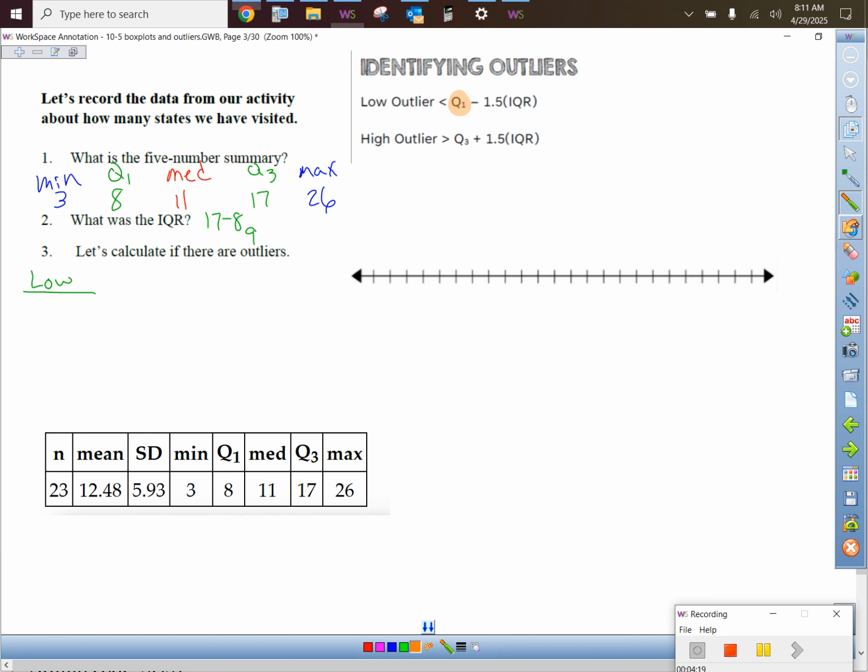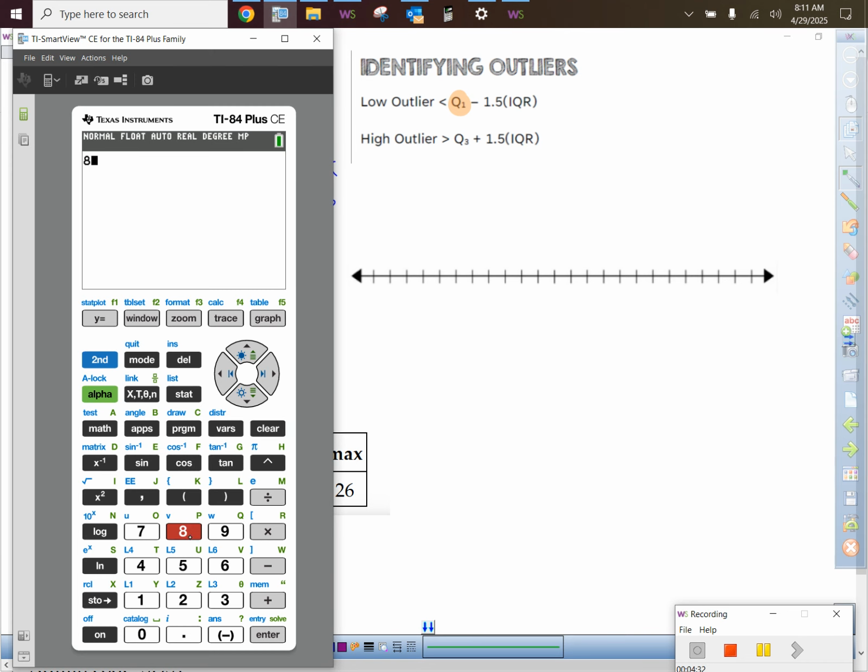Use your pen. 8 minus 1.5 times the interquartile range, which in our case is 9. Right? So grab a calculator and let's just punch that in. 8 minus 1.5 times 9. And what we get does not have to be a number of our data set. I got negative 5.5. Did you get that also?